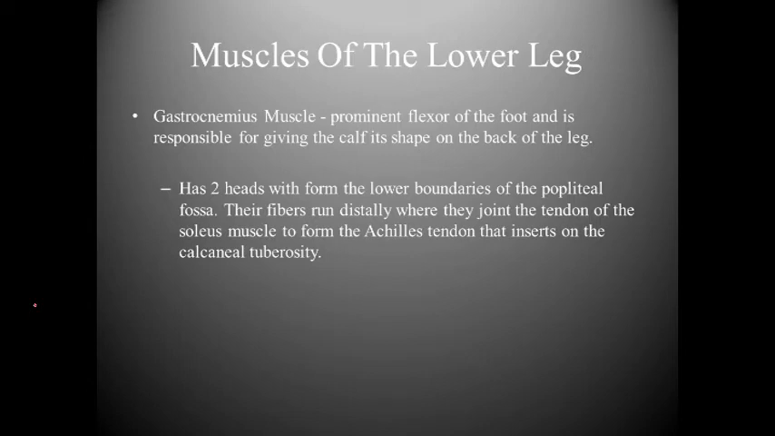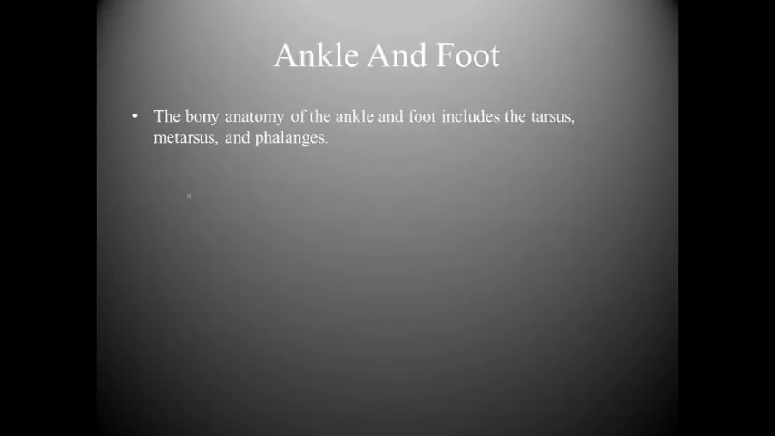So that brings us to the gastrocnemius muscle, which is a prominent flexor of the foot, and it's responsible for giving the calf its shape on the back of the leg. It has two heads which basically form the lower boundaries of the popliteal fossa. The fibers run distally where they join the tendon of the soleus muscle to form the Achilles tendon that inserts on the calcaneal tuberosity. And so the Achilles tendon is a mixture of the gastrocnemius muscle and the tendon of the soleus muscle.